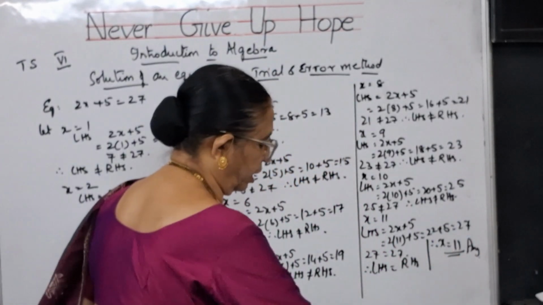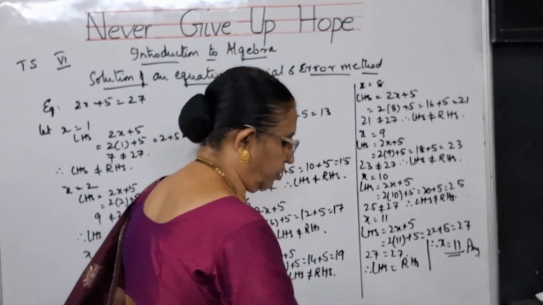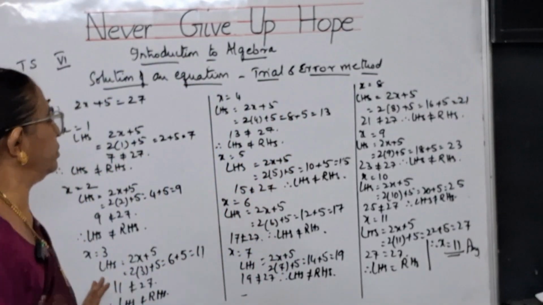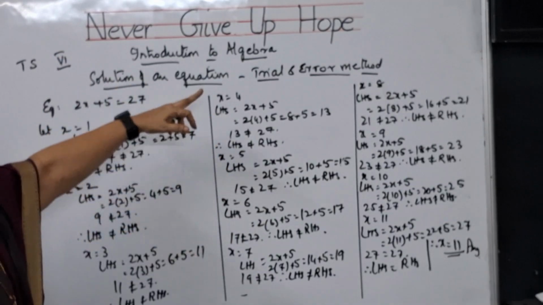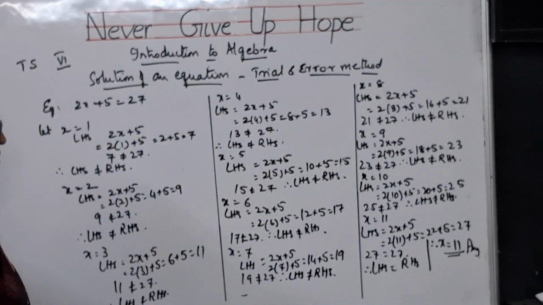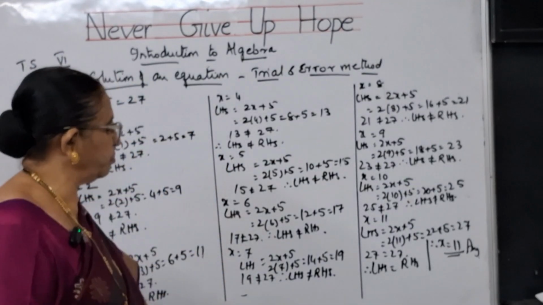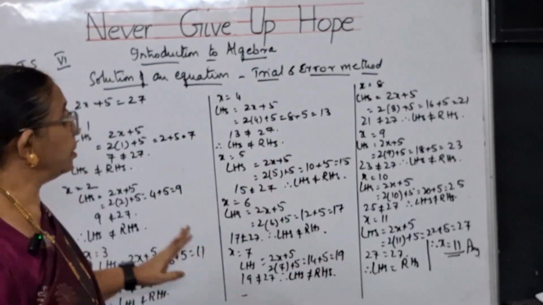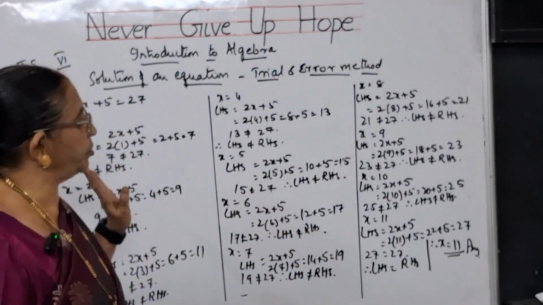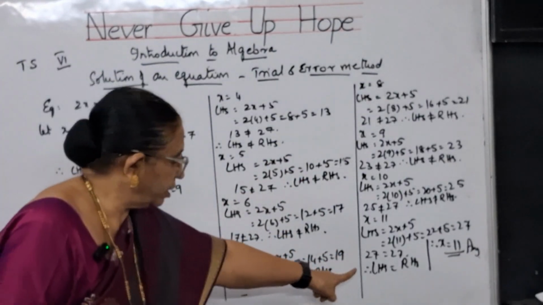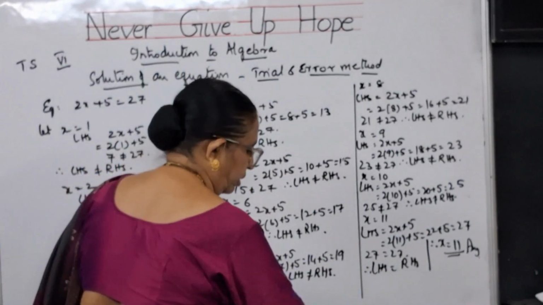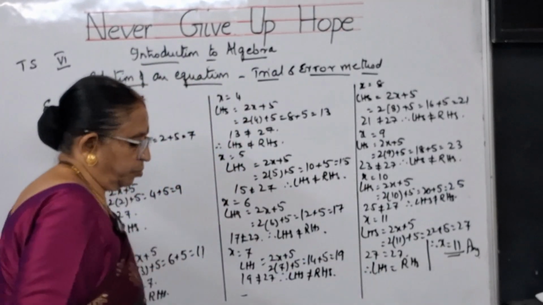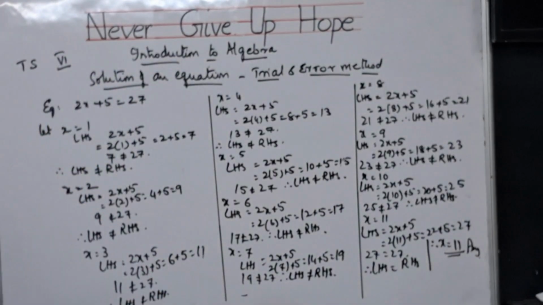So, to get the answer, you need to do so much calculation. This kind of method is called the trial and error method. So the procedure is the same, children. Only the thing is you should continue your procedure till you get LHS is equal to RHS. Till then you cannot stop it. Please do it.